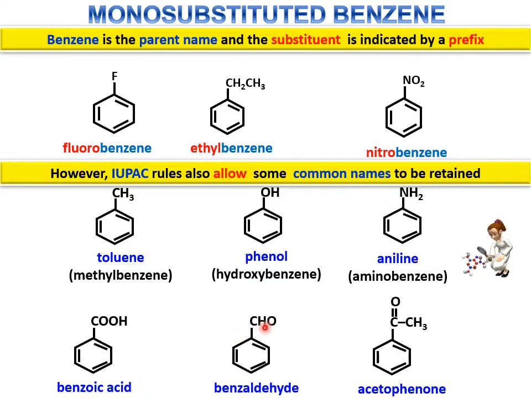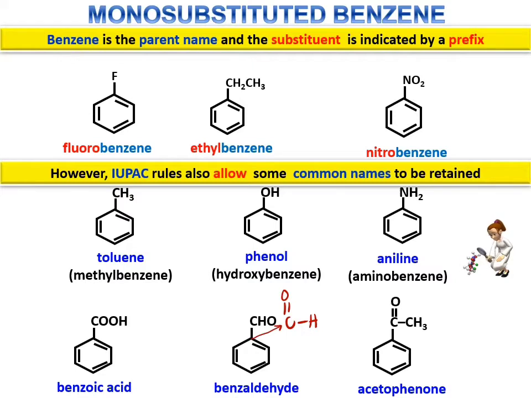Okay, so CHO, CHO ni adalah aldehyde class. If we expand the structure, so here should be C double bond O H. So this C is directly bond with benzene. Okay, so C tu yang sebenarnya directly bond with benzene here.